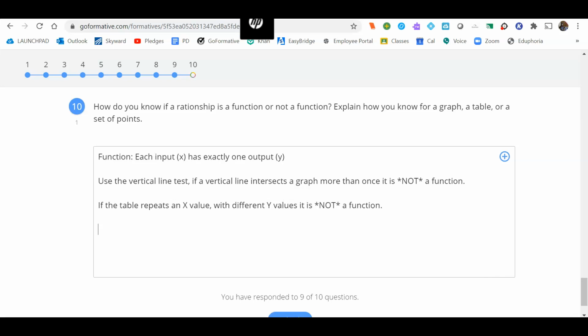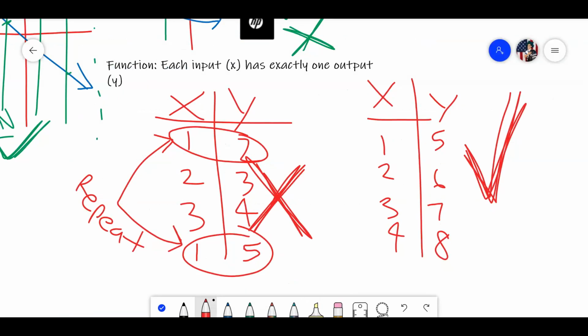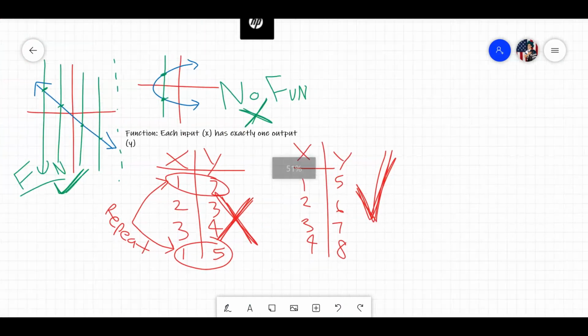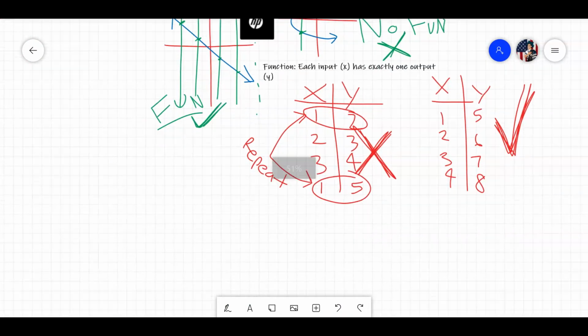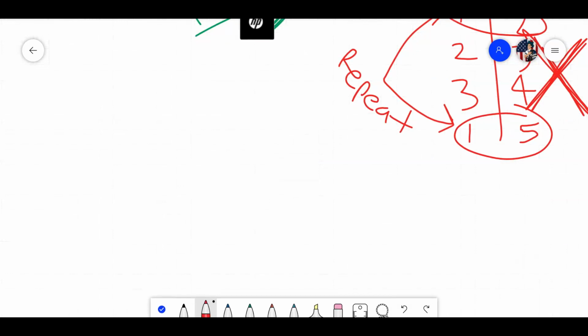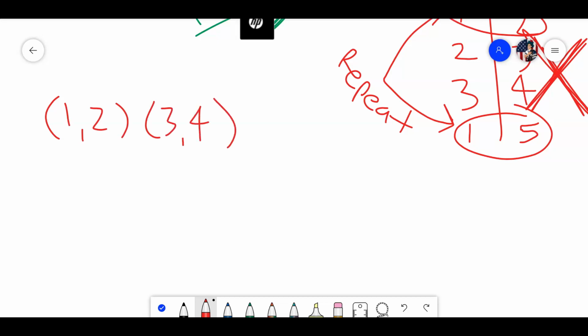All right, last but not least, a set of points. Do they mean a set of points on a graph? If they mean on a graph, use the vertical line test. But if they're just saying a set of points like this, Miss Marrero, looking at these points, this is our last one. How do I tell if this is a function? You look at the x's, just like the table.